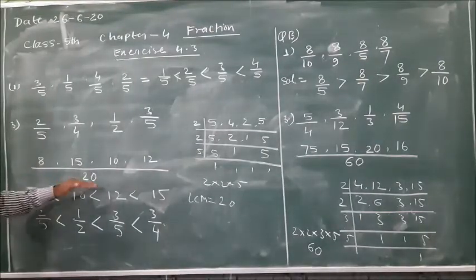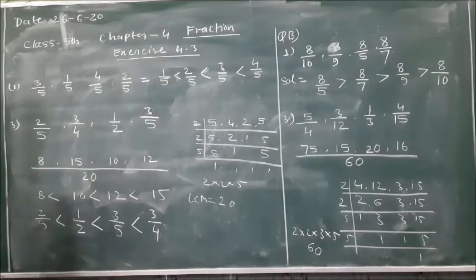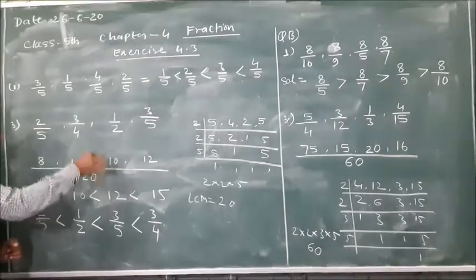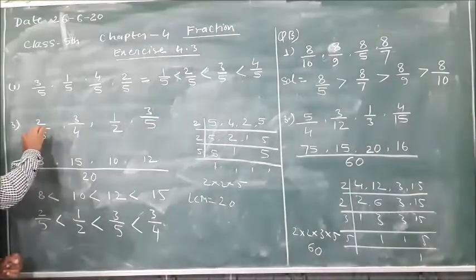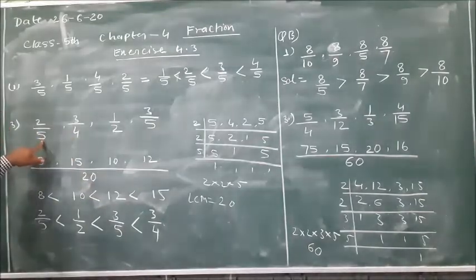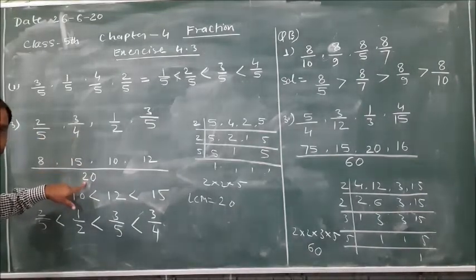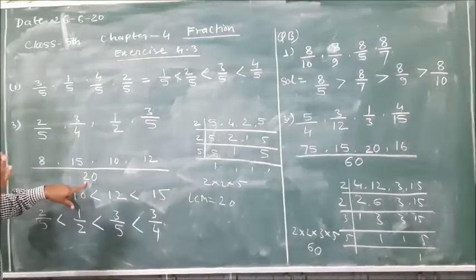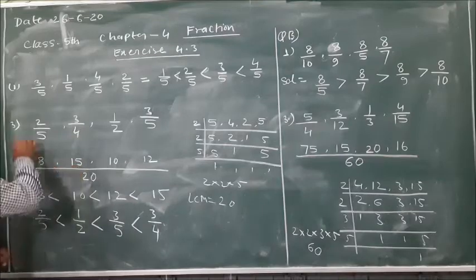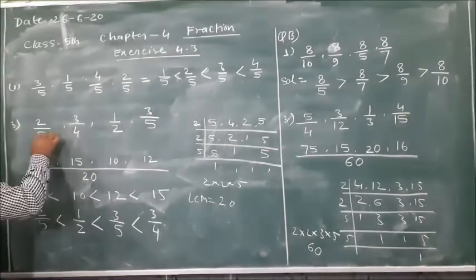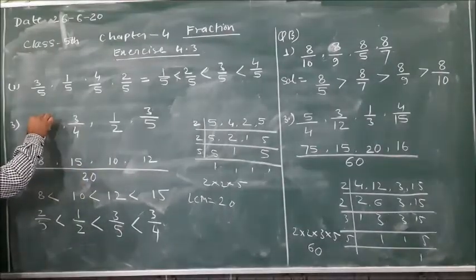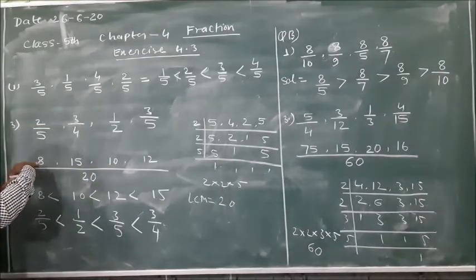Now when we have taken the LCM, first we solve 20 divided by the denominators. 20 divided by the denominator 5. 5 fours are 20, your answer quotient is 4. Then the quotient is multiplied by the numerator. So 4 twos are 8. So we write here 8.